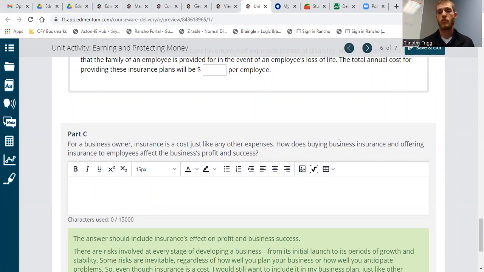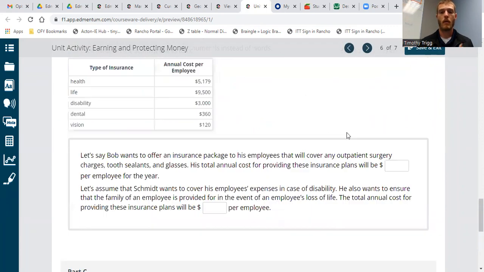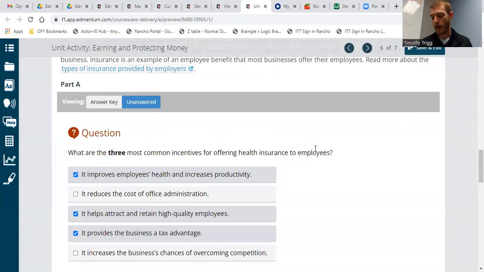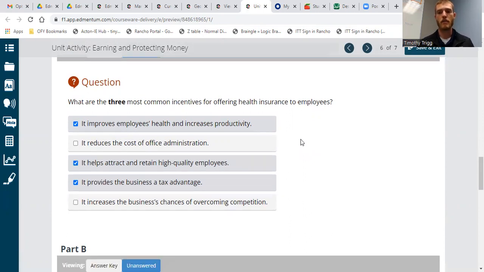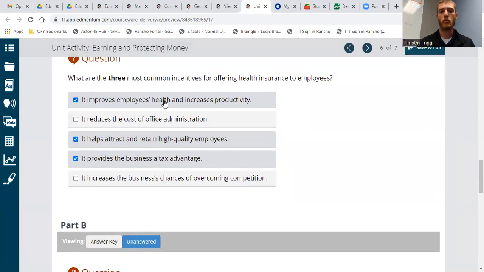And offering insurance has many benefits as well. Offering insurance to your employees, and we talked about these three things. You could look at part A here, right? What are the reasons why we should offer insurance benefits to the employees? Well, we can see the reasons here, right? Improves employees' health, attracts and retains good employees, and provides a tax advantage. Okay, so these are the reasons.